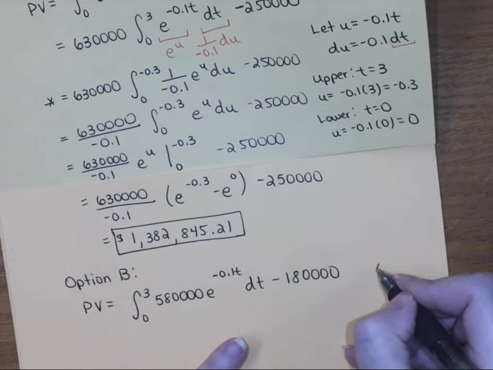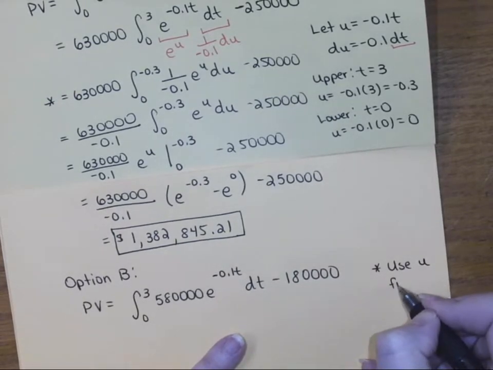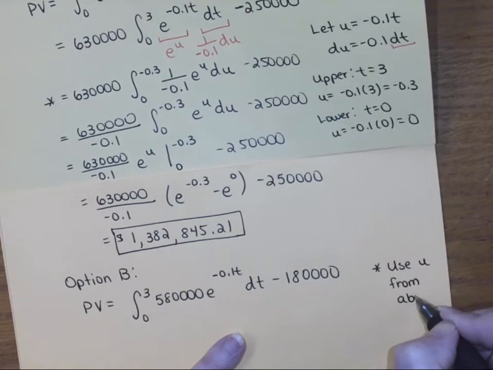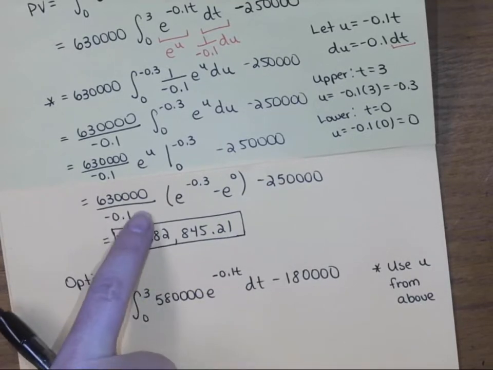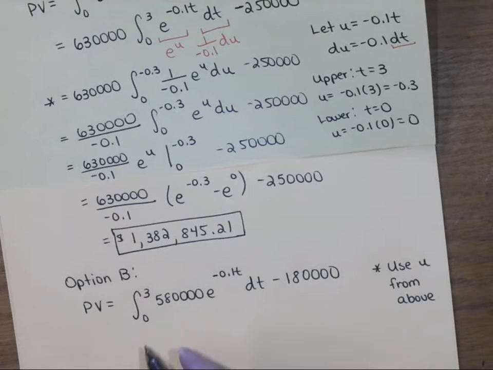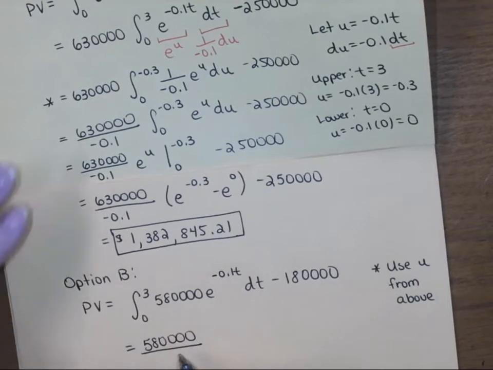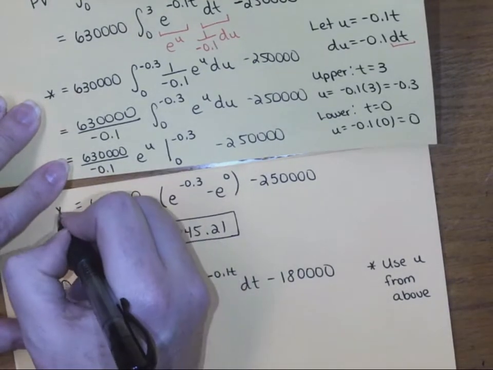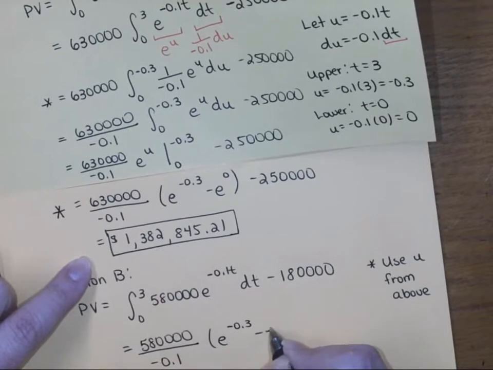So if you don't like this, you need to just do the whole thing separate. But I'm just going to use the u from above. In other words, can't you see it's going to be the same? Isn't the power of e the same as what we had up there? I'm just going to skip to this part and replace it with the numbers that I have. So if you want to fill all that in, you can. But this is just going to be 580,000. So I'm just copying this line right here, over negative 0.1, and then e to the negative 0.3 minus e to the 0.